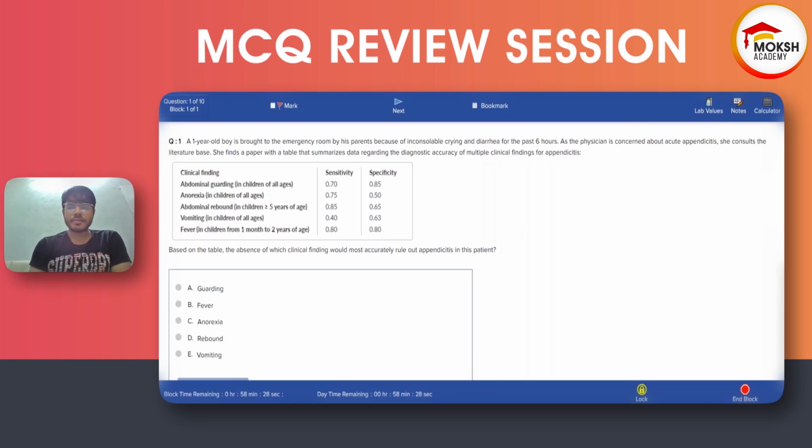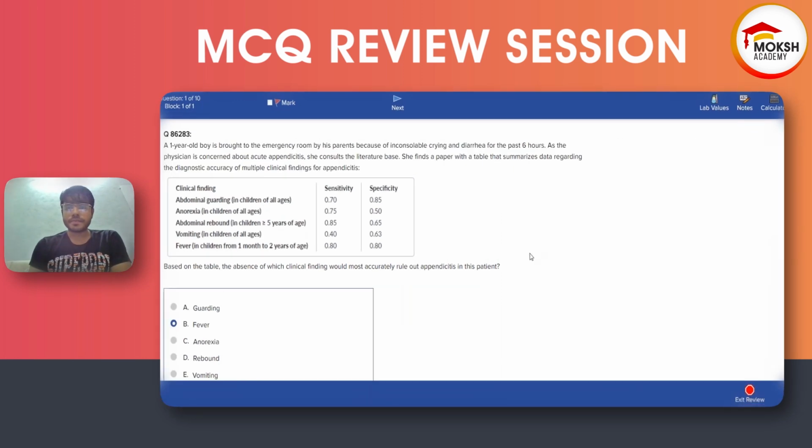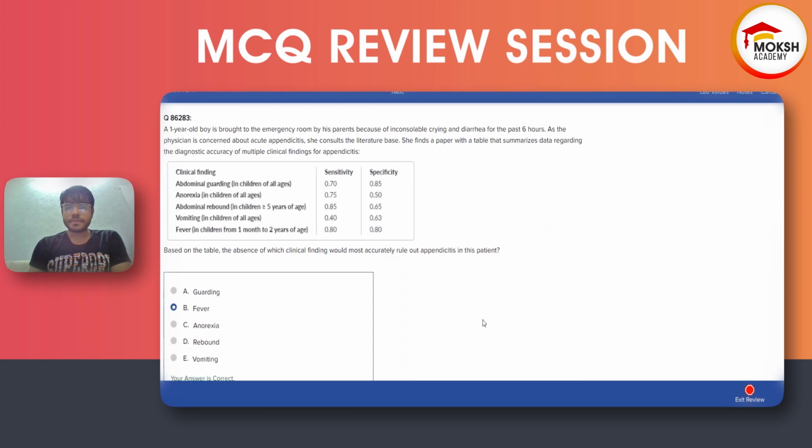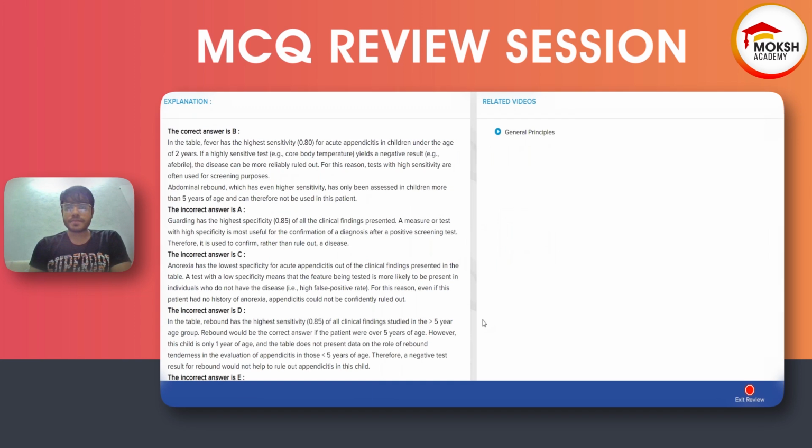As simple as that. So it was this particular question. We were supposed to rule out appendicitis. For ruling out, we will require the one with the highest sensitivity, but it was in a 1-year-old patient. So a 1-year-old patient would not have abdominal rebound. So 0.80, which is for 1 month to 2 years of age, will work. That should be fever. The correct answer is B, which is fever.